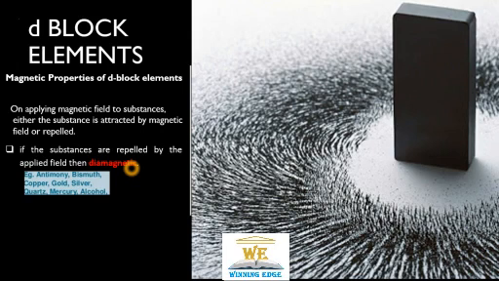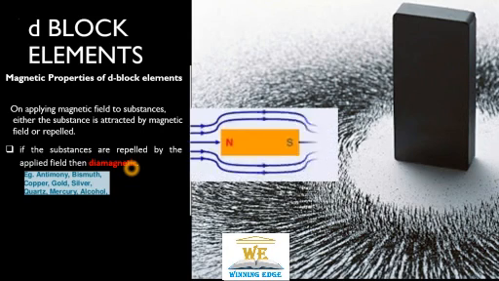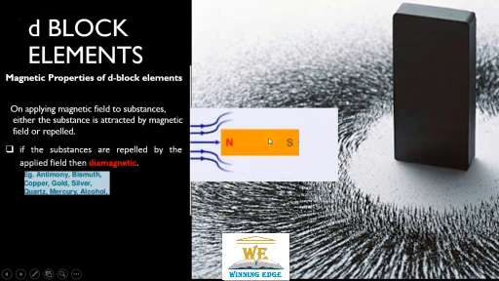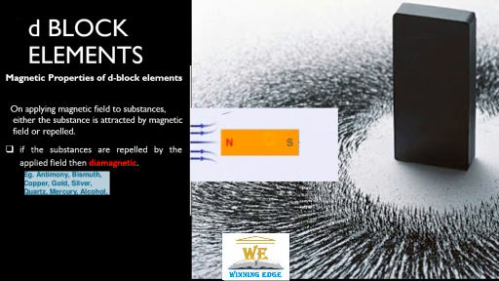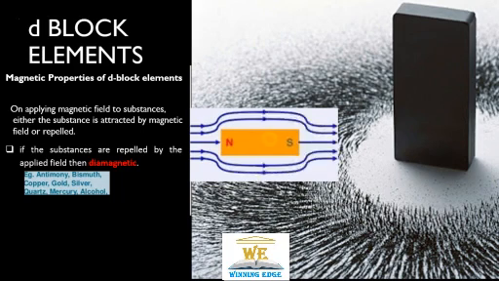But most of the time these substances have paired electrons. So what happens when we apply a magnetic field to a sample of diamagnetic material? Magnetic field lines will not be able to pass through that material and they will pass aside, not through the material.